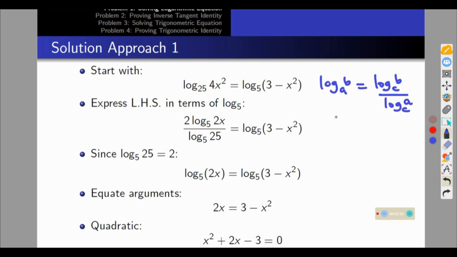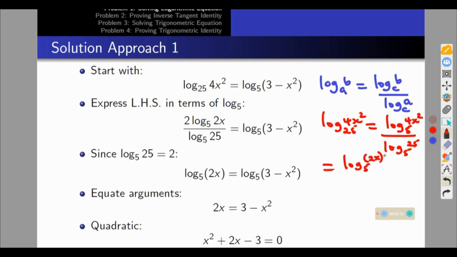So if we want to convert log base 25 of 4x squared to be in terms of log of 5, then we shall do the same. We shall have log base 5 of 4x squared divided by log base 5 of 25. Try to simplify this. 4x squared can be expressed as 2x squared, divided by log base 5 of 25, which can be expressed as 5 squared. So you can bring the 2 there.